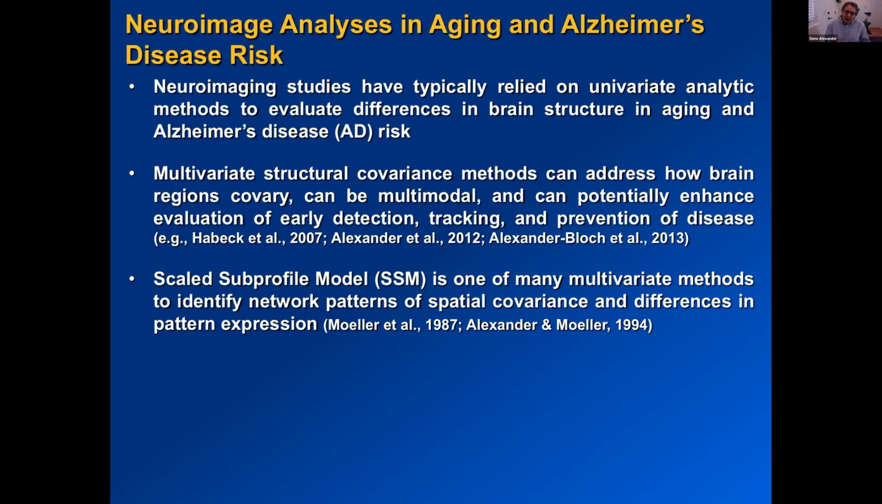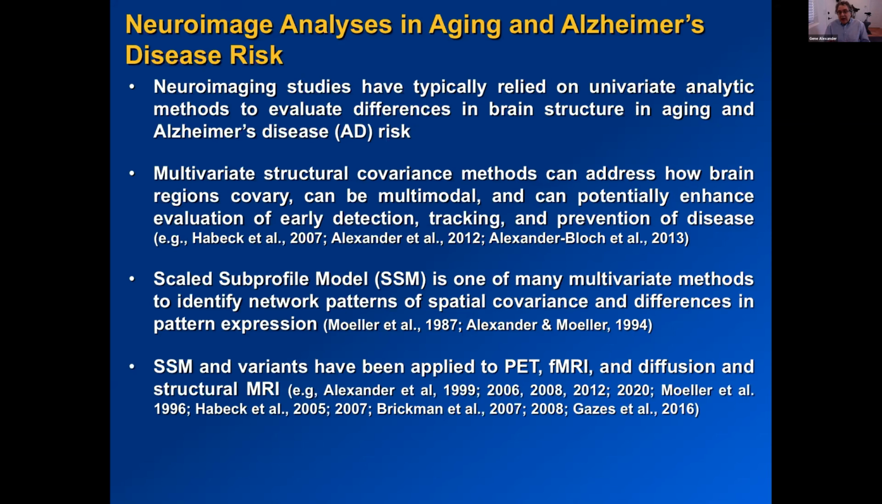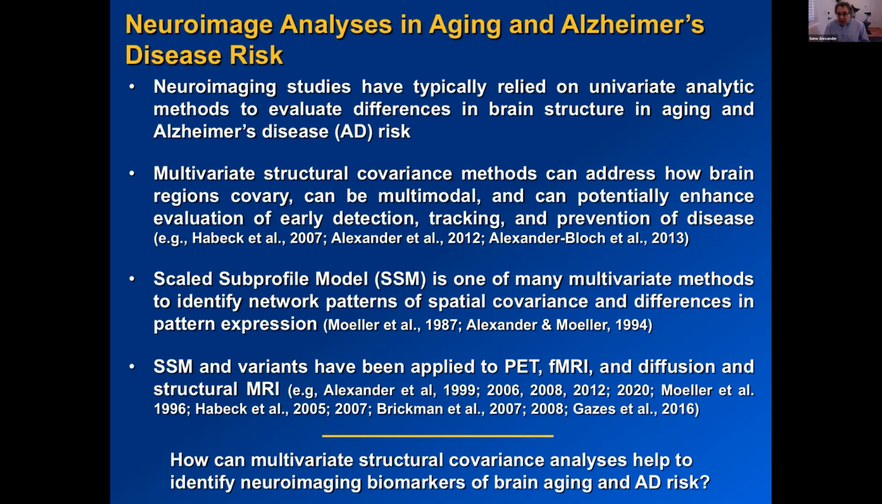So with SSM or its variants like ordinal trend analysis, it's been applied to cerebral metabolism with positron emission tomography, functional MRI activation studies, white matter diffusion integrity, and structural MRI, which are just some of the ways it's been applied over the years. And so what I hope to do today is just illustrate some of the different ways it's been applied, how these kinds of multivariate structural covariance methods can help us to understand more about brain aging and the risk for AD.